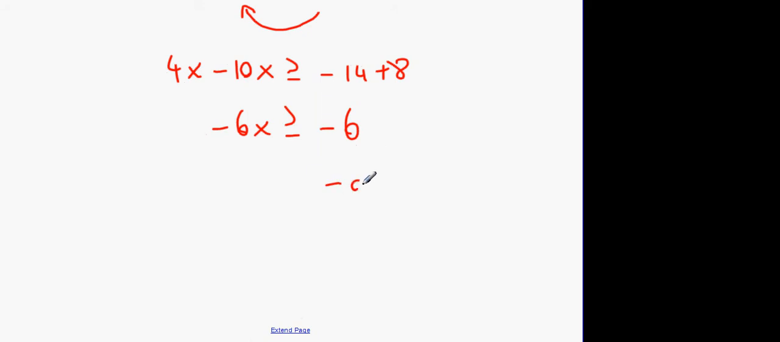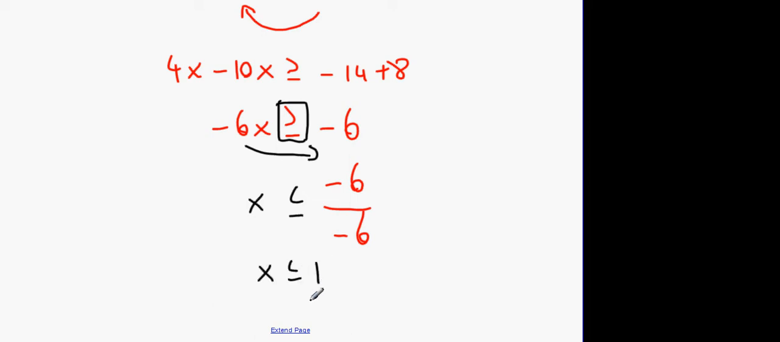But the rule is, when you divide or multiply by a minus number, see the way the minus 6 crosses the sign into a division mode, you then have to reverse the sign. That is the only case where you reverse the sign. And then x, therefore, is less than or equal to 1. Minus 6 divided by minus 6 is plus 1.